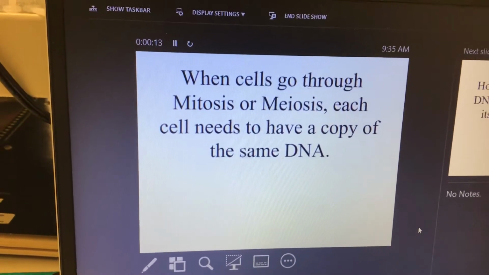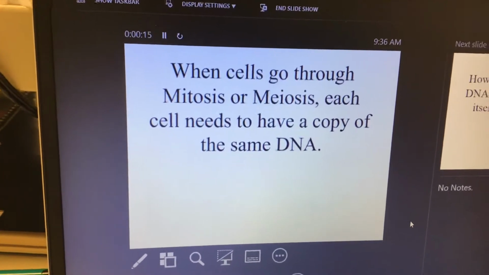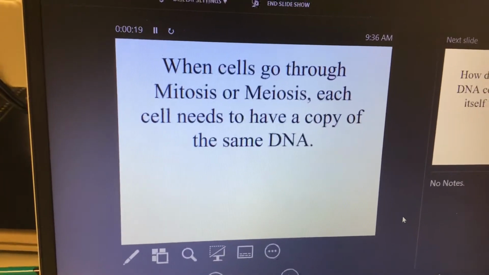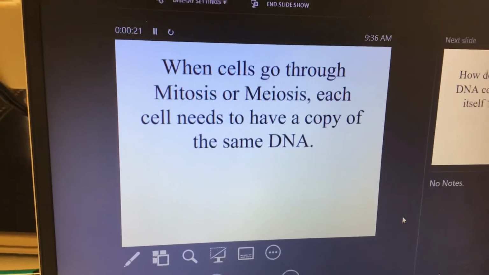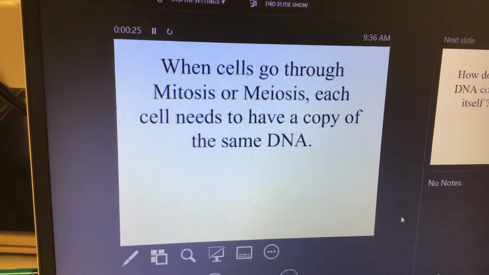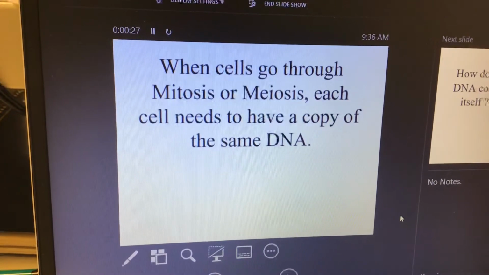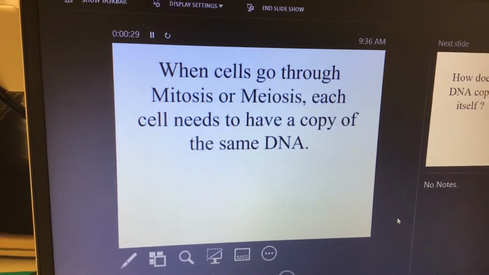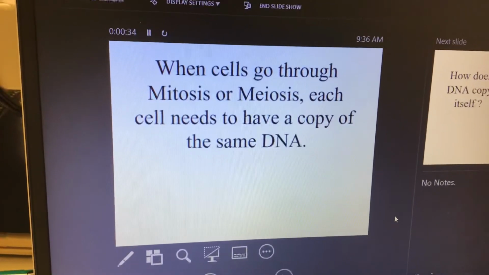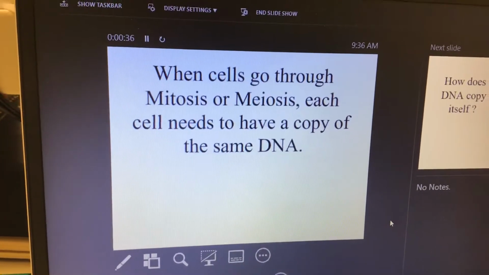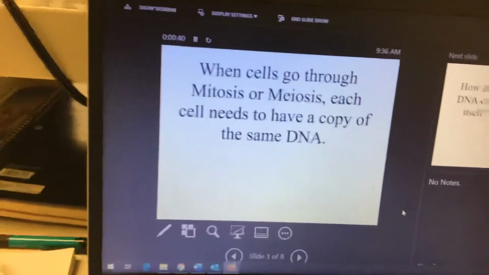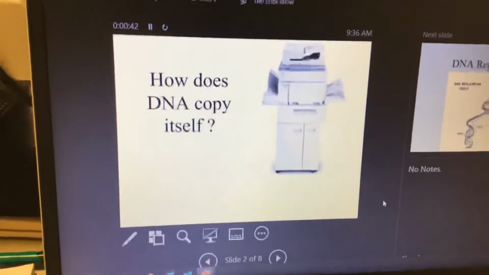Okay, today we're going to talk about DNA replication. You do not need to write anything yet, but when cells go through mitosis or meiosis, each cell needs to have a copy of the same DNA. So DNA needs to copy itself before a cell can go through mitosis or meiosis. So the big question is, how does DNA copy itself?